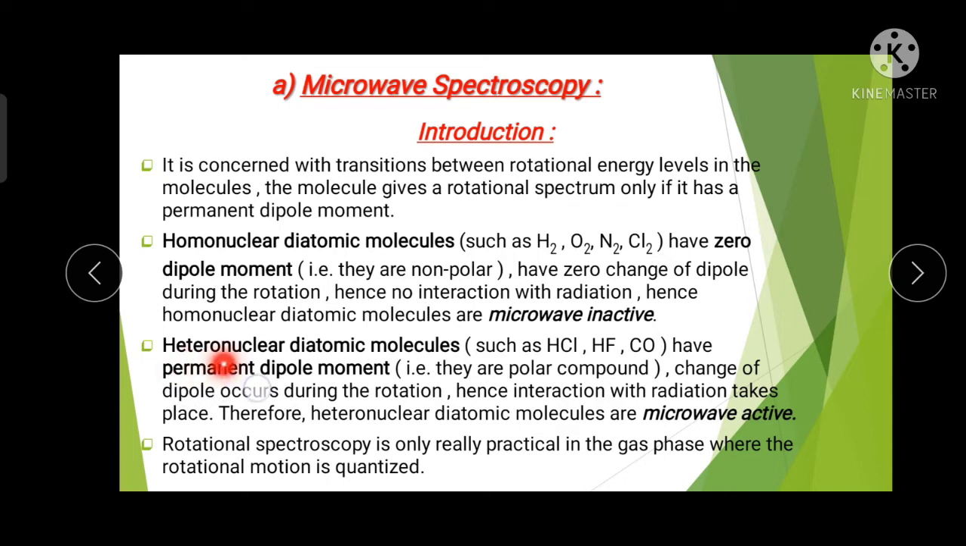If heteronuclear diatomic molecules such as HCl, HF, CO have a permanent dipole moment, that is, they are polar compounds, a change of dipole occurs during the rotation, hence interaction with radiation takes place. Therefore, heteronuclear diatomic molecules are microwave active molecules.